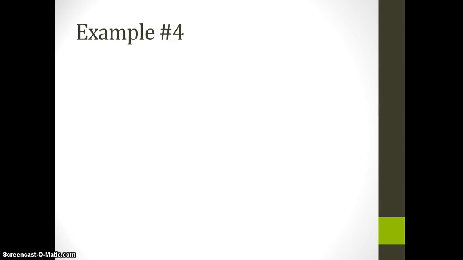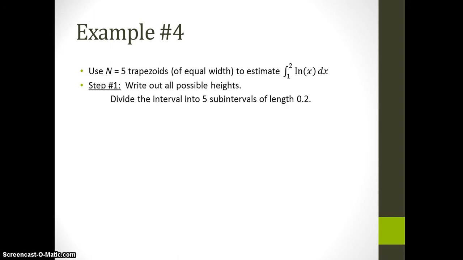So let's apply this in example 4. Use n is equal to 5 trapezoids of equal width to estimate the integral from 1 to 2 of natural log of x dx. Again, we're not given a particular table, so we're going to write out all the possible heights and create a table for ourselves. So we need to divide the interval into 5 subintervals. The length of the interval in total is 1, so the length of each of our subintervals will be 0.2. We need to find our heights for every 0.2 units. So in this case, that'll be natural log of 1, the starting value, natural log 1.2, 1.4, all the way up until 2.